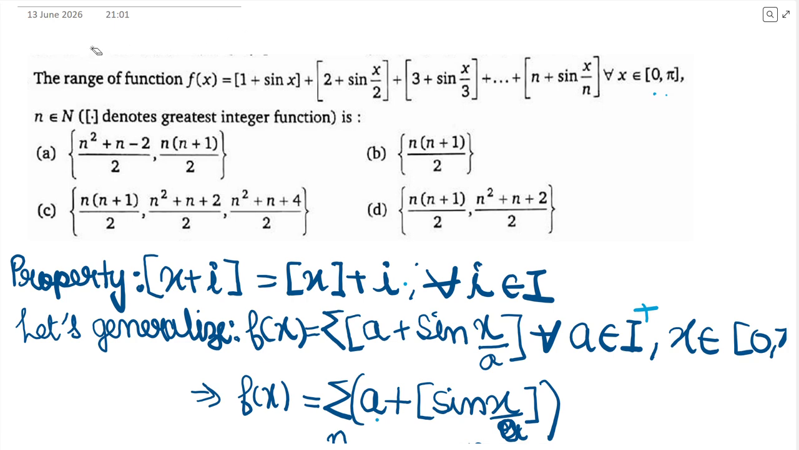In this question, we are required to find the range of this function, which is 1 plus sine x, 2 plus sine x by 2 plus 3 plus sine x by 3 until n, right? So n is some integer. And we also have some restrictions on x here, which is belonging from 0 till pi, where both 0 and pi are included. And our options are given in terms of n, right? And we need to find the range of this function.